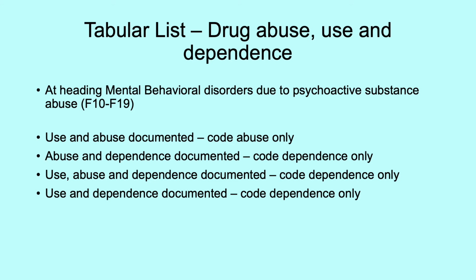Okay, turn to chapter 5, the heading for mental disorders. Drug abuse, use, and dependence. Very specific guidelines. What it basically means is if dependence is mentioned, you code dependence. So you code the worst case scenario. Use and abuse, documented, code for abuse. Abuse is worse than use, so you're going to use abuse. Abuse and dependence, or use, abuse and dependence, or use and dependence, you code for dependence only. So you're going to code one code, and that's easy to just write in there, and then you have it.